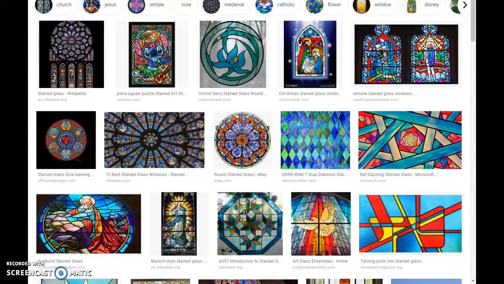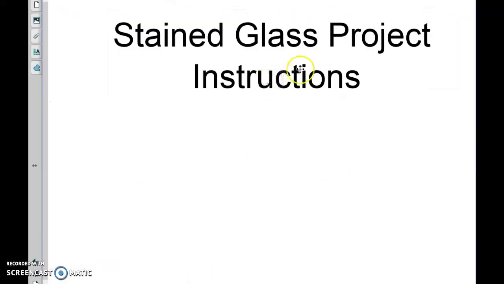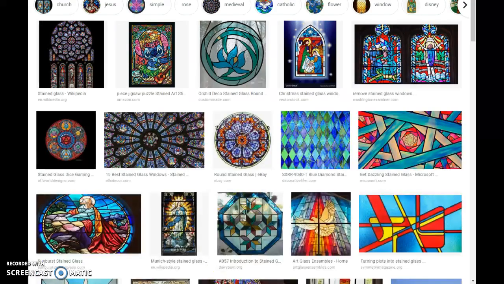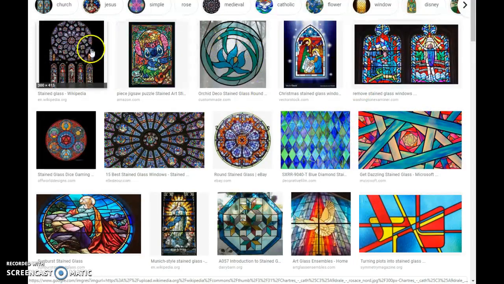So when you think of your stained glass project today, at the end of it, you will be making your paper look like stained glass. You want to make it colorful. You want to make it precise. The lines should be done in a darker color, while the coloring can be done in a lighter color.